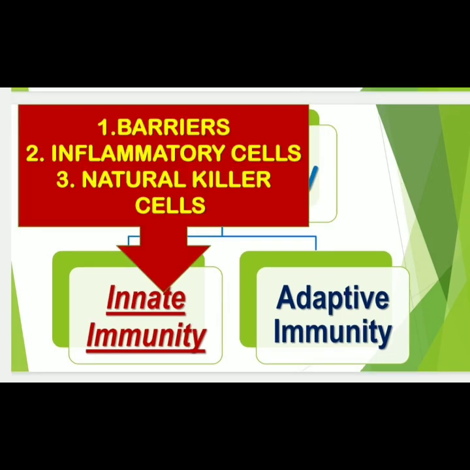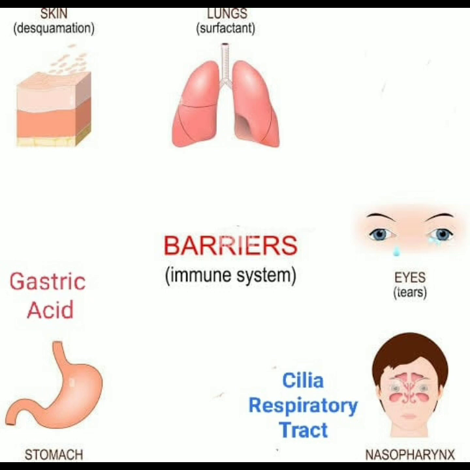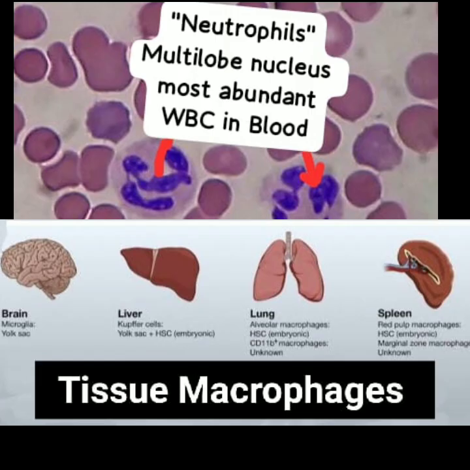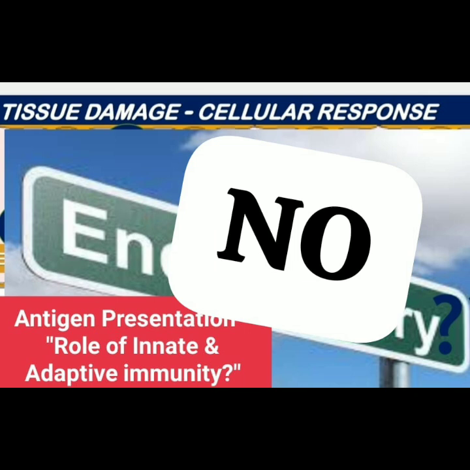In the previous video, we discussed the role of immunity to protect the body from invasion of microorganisms. Innate immunity includes physical barriers such as skin, gastric acid, cilia, and white blood cells such as neutrophils and macrophages. These cells play an important role in eradicating the infectious agent, but the story does not end here.